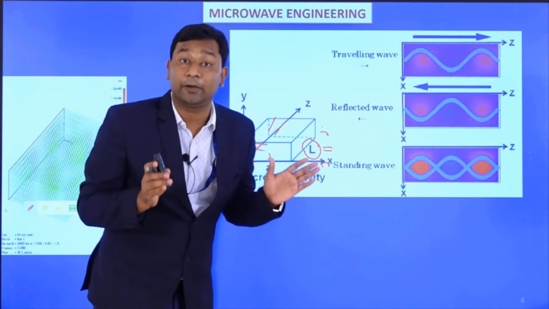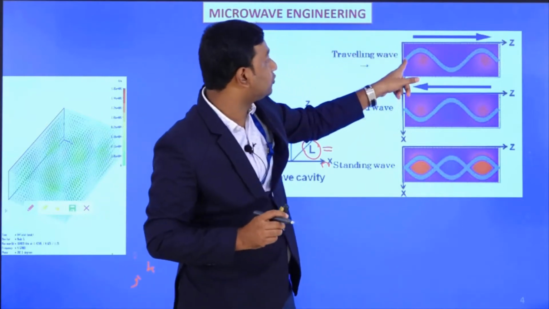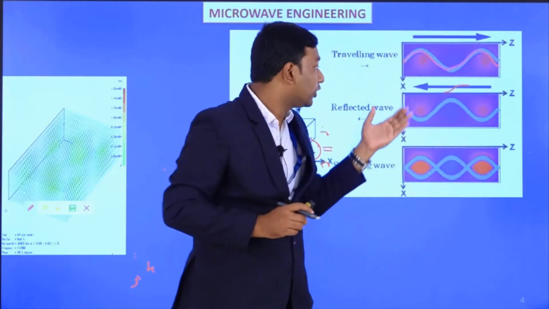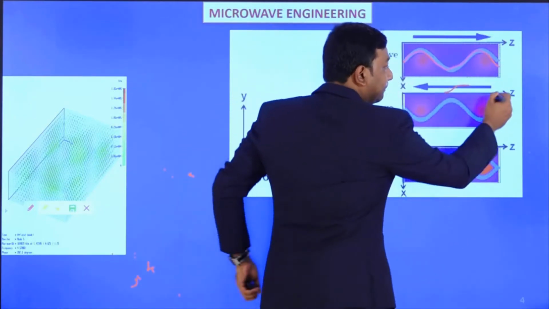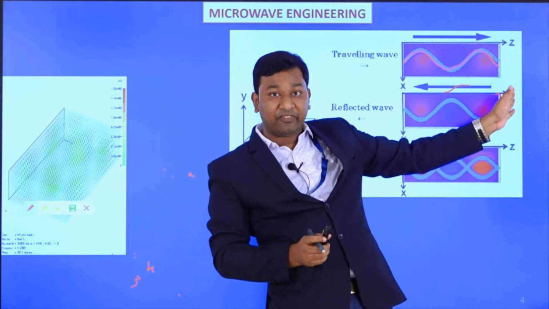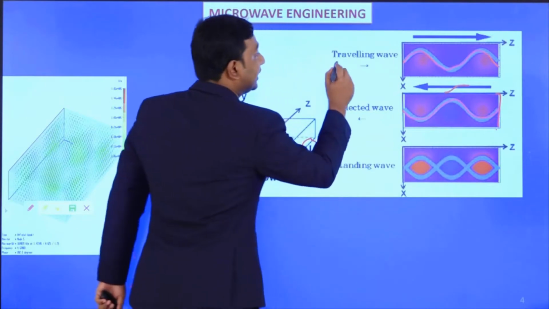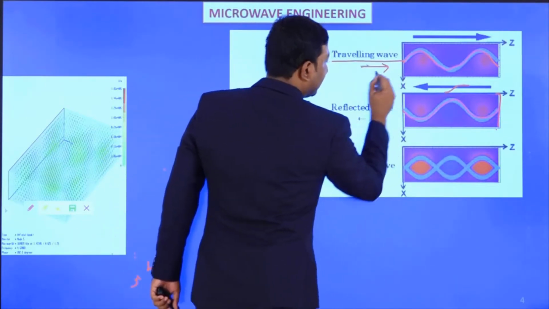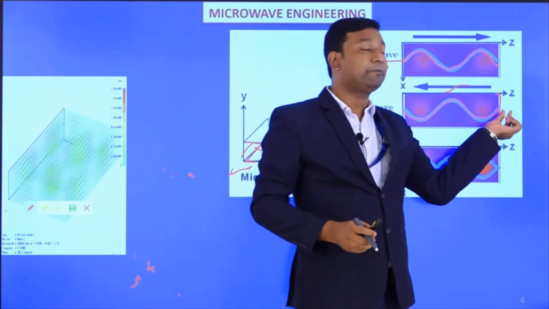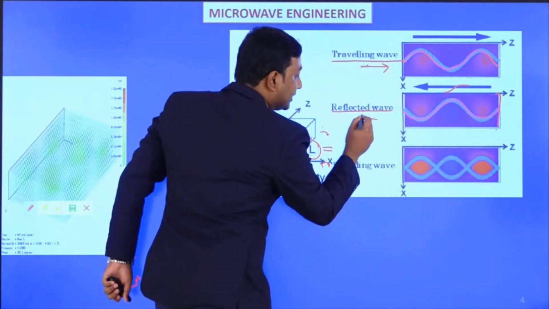So what happens when both plates are shorted? First see the traveling wave. We consider the wave traveling in this particular direction. Whenever it reaches the receiving end, the metal plate is there, so it is shorted, and the wave is reflected back from that side. So the first one is the traveling wave, which travels in the positive z direction. Then when it reaches that point, the wave is reflected back. That is the reflected wave.